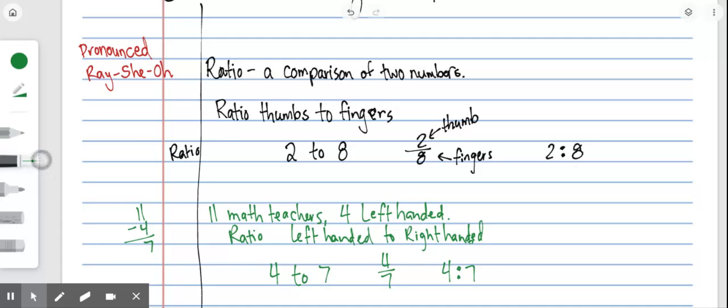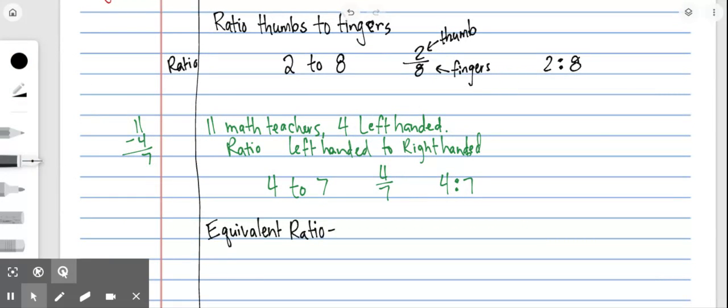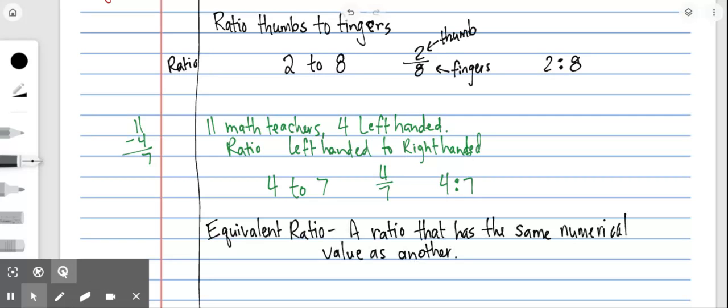So then the next thing I want to talk about is, what is an equivalent ratio? Okay. An equivalent ratio is when I take an existing ratio and I make another one out of it. Like I extend it to a larger group, or I make it smaller so that it's a smaller group. So it's a ratio that has the same numerical value as another.